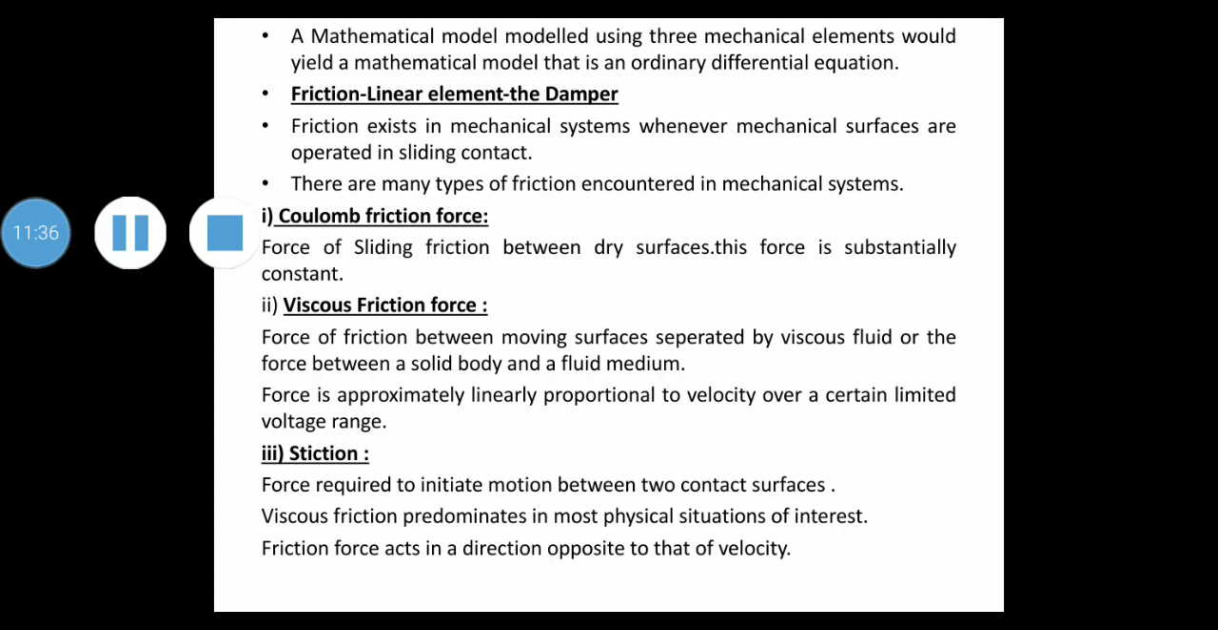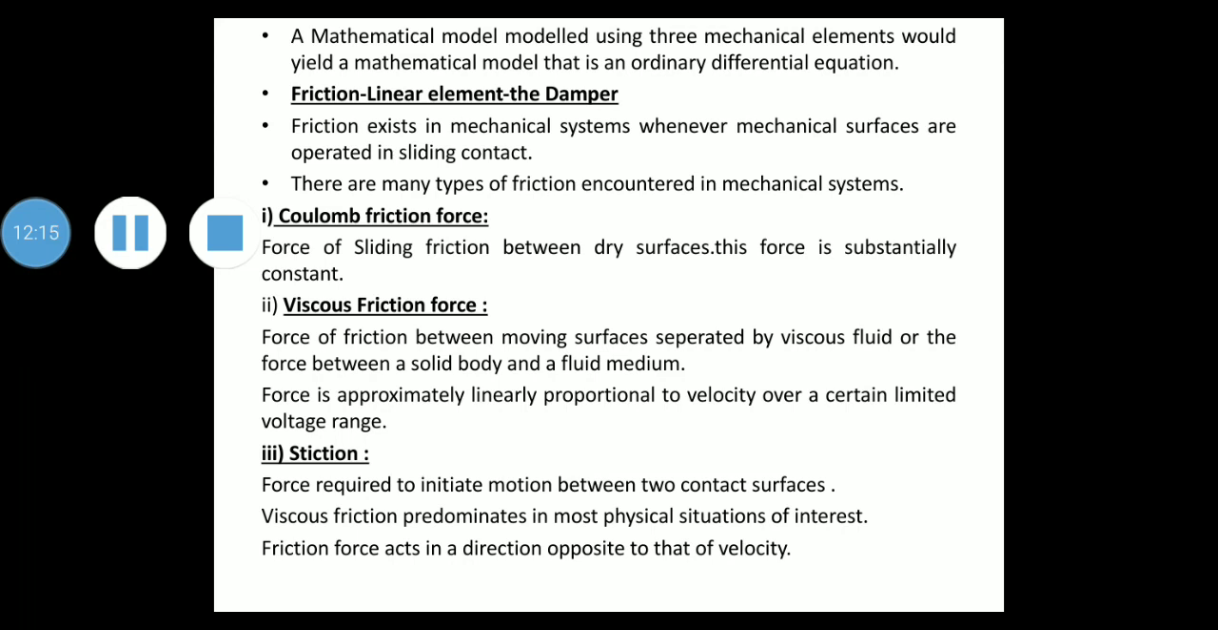So we are going to study about friction. Is it clear? Friction will be modeled as a linear element, the damper. So now we'll study the friction linear element, the damper. Now we should know why friction exists in physical systems. In physical systems, friction exists whenever mechanical surfaces are operated in sliding contact.